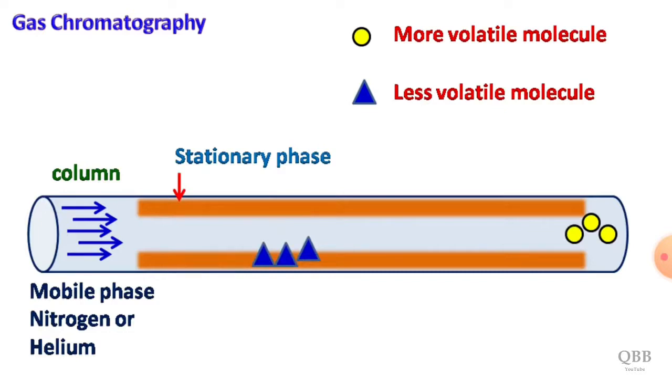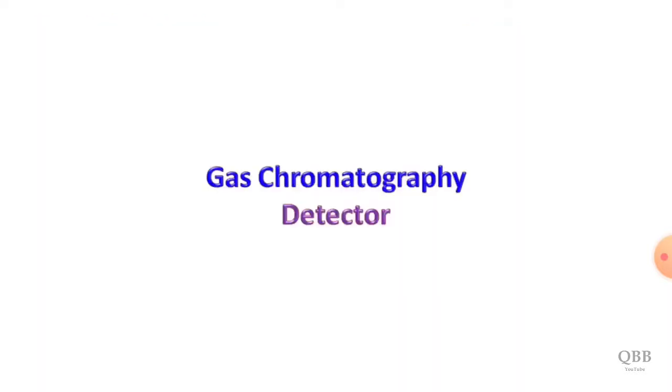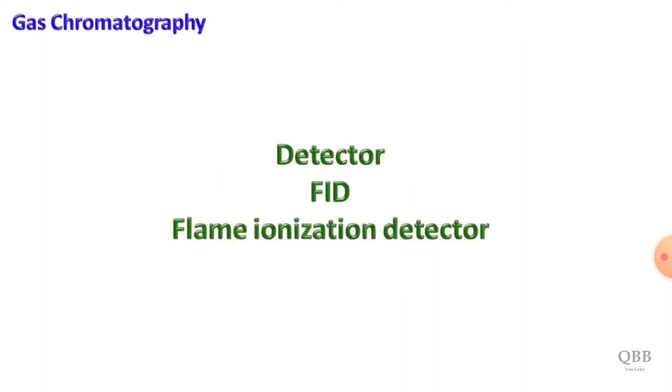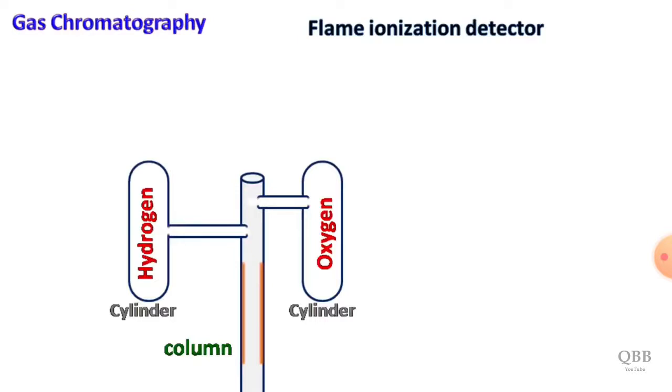Once the separation is completed, the detection is done with the detector attached at the end of the column. One of the most common detectors is the FID, flame ionization detector. The flame ionization detector has three inlets. One is for the carrier gas which comes from the column, and the other two are for hydrogen and oxygen. The igniter ignites the hydrogen and oxygen to produce a flame.